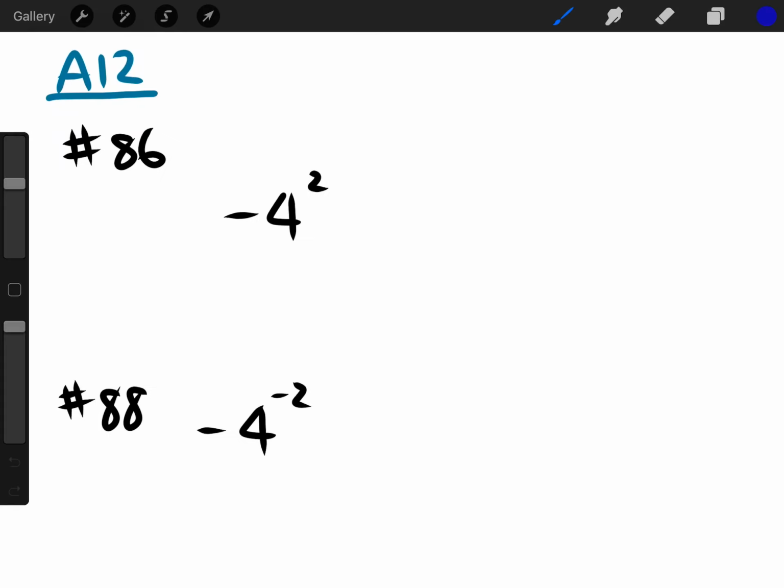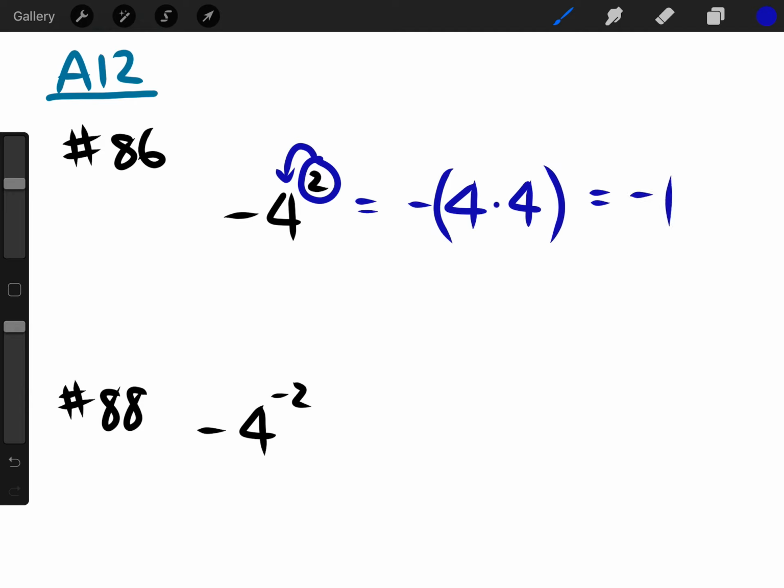All right, so first one, you have -4 to the second power. You know that this exponent is basically telling you that it's going to be 4 times 4. Okay, you're still going to be negative, so it's going to be -16.